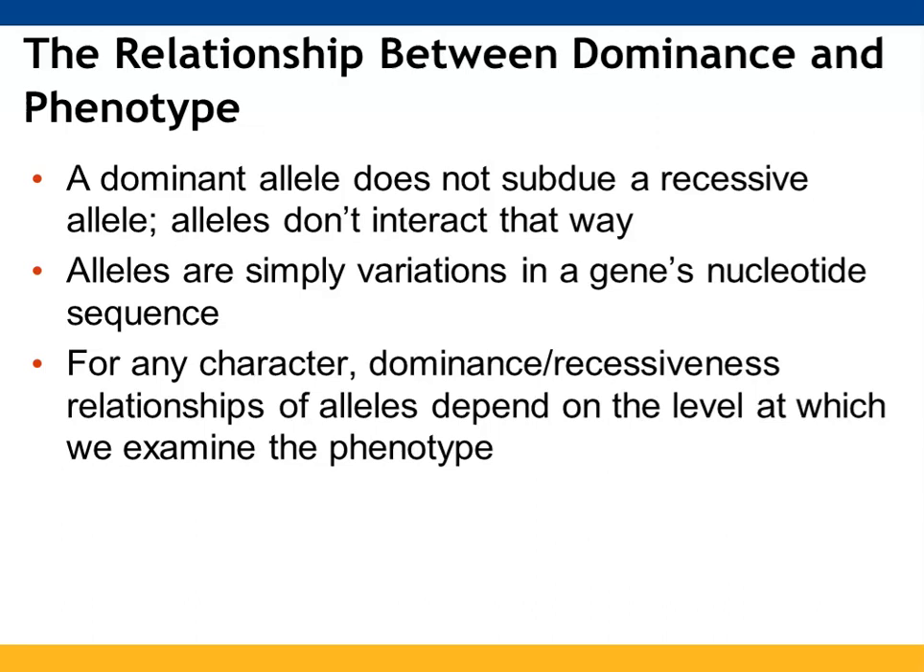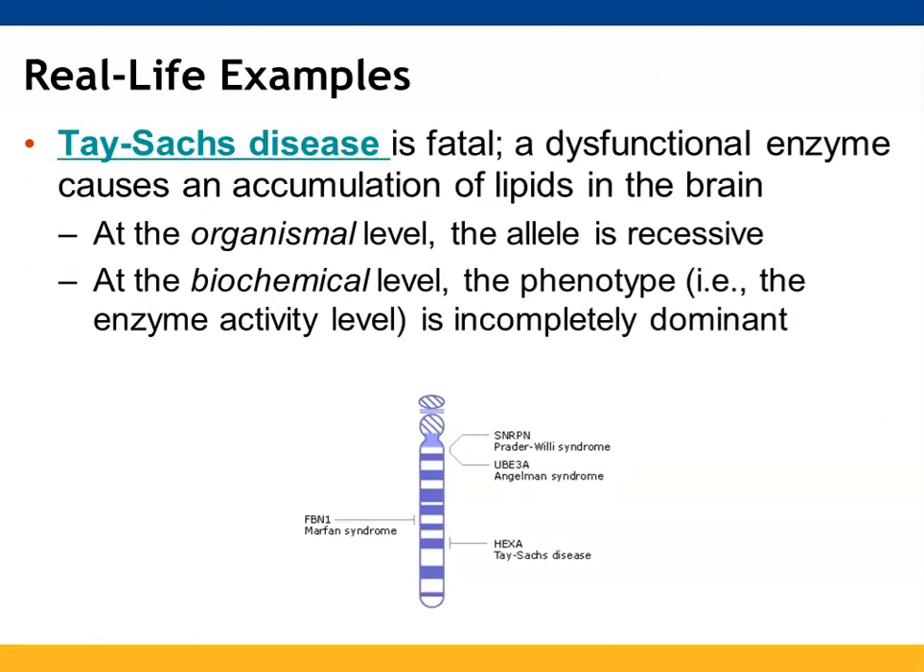So some examples of real-life applications of this would be with Tay-Sachs disease. It is fatal. It causes lipids to build up in your brain. So at the organismal level, we have a recessive allele, but at the biochemical level, we have the enzyme activity. It's not that the enzyme isn't there, it's just not functioning properly. So that would be an example of incomplete dominance.